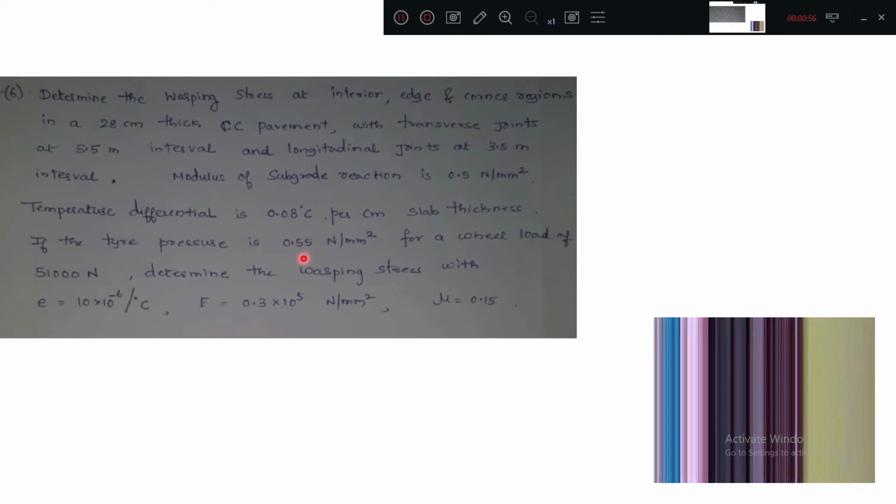Tire pressure is 0.55 Newton per mm square for a wheel load of 51,000 Newton. Determine the warping stress with capital E equal to this much, and mu equal to this much.